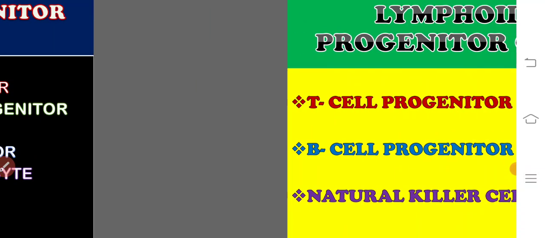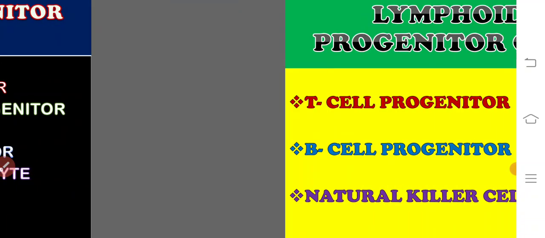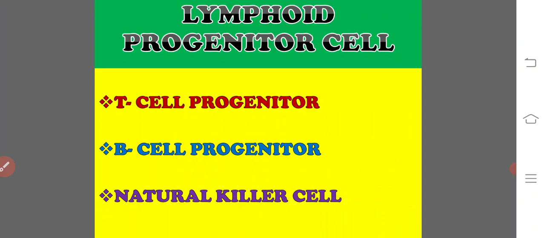All these progenitor stem cells are differentiated into mature cells by forming different stages of cells. For example, the erythroid progenitor cell is differentiated into proerythroblast, erythroblast, normoblast, and reticulocyte, and finally becomes the RBC. So there are several stages in their journey.